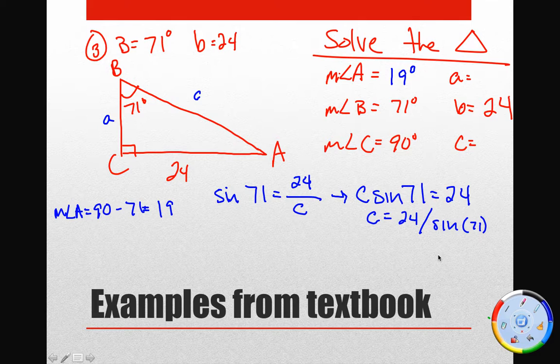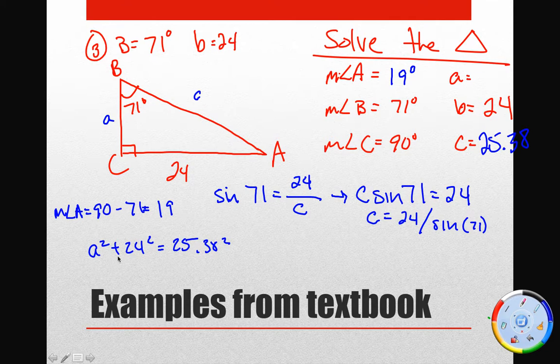As long as your calculator is in degree mode, you just plug this into your calculator straight right there. I got to change mine. I go 24 divided by the sine of 71, and I get c is approximately equal to 25.38. And since I have two sides of a right triangle, I can use Pythagorean theorem to solve for the third. So I know that a squared plus 24 squared is equal to c squared, or in this case 25.38 squared.